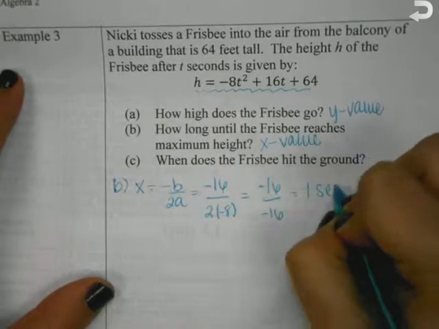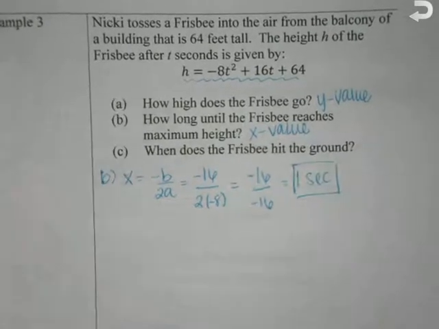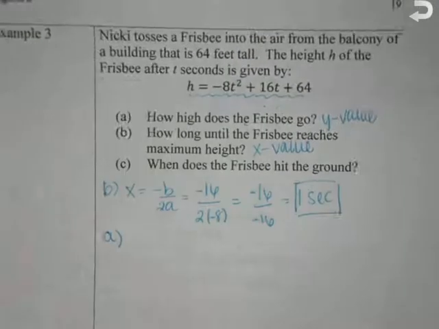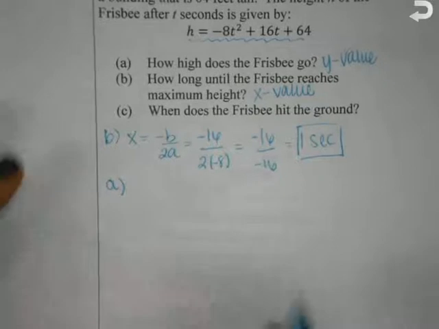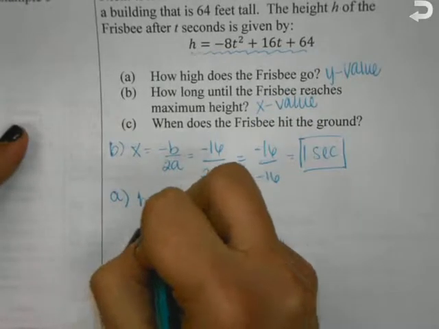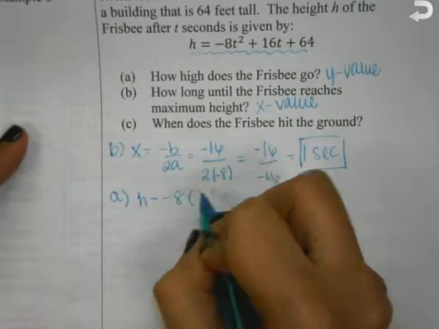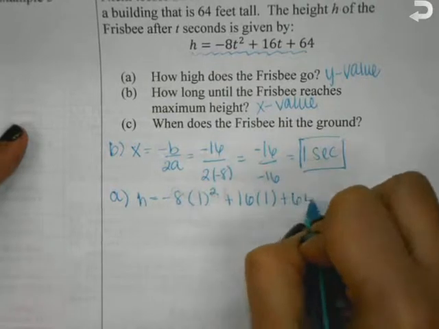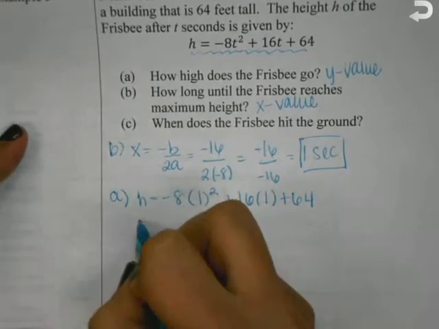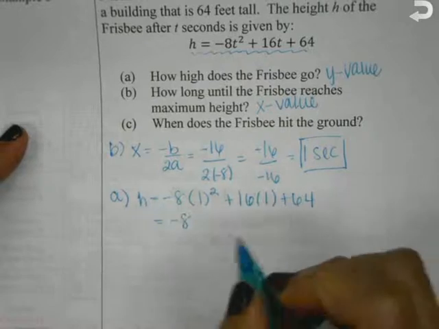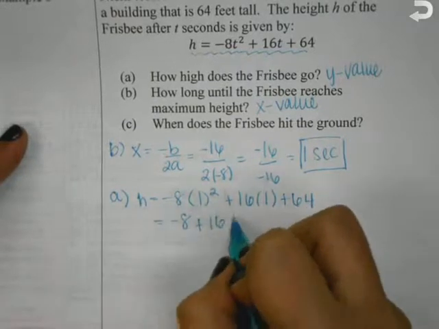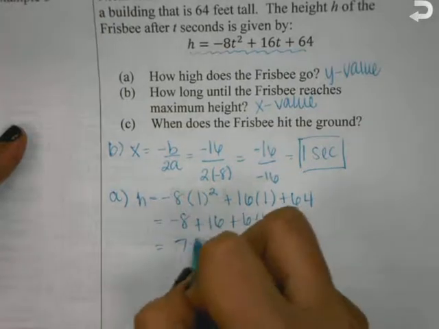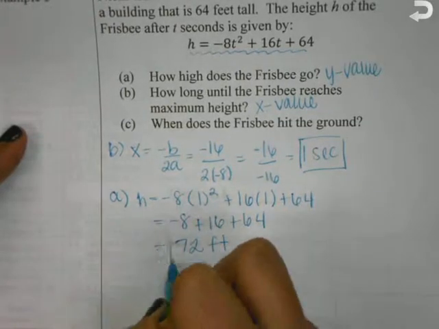So part A, how high does it go? So after 1 second, how high is the frisbee in the air? H is equal to negative 8 times 1 squared plus 16 times 1 plus 64. So that gives me negative 8 plus 16 plus 64, which is 72 feet. So 72 feet is my maximum height. After 1 second, it's going to be at 72 feet, and then it starts to fall.